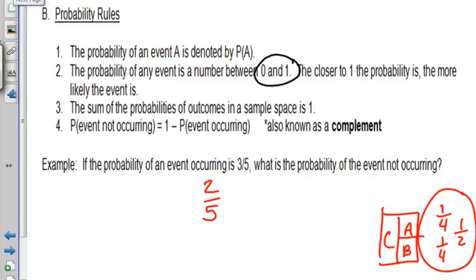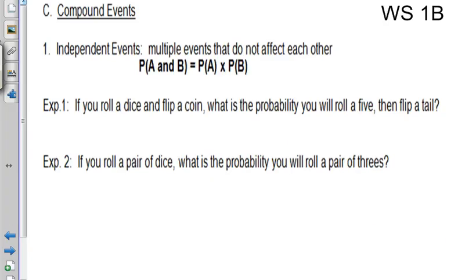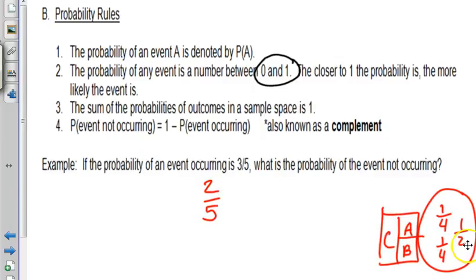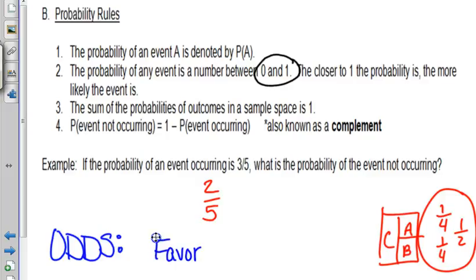I don't think there's odds on this. Before I turn the page, at the bottom here, let's talk about odds for a second, because it's all over worksheet number 3. The definition of odds is favorable outcomes to unfavorable outcomes.